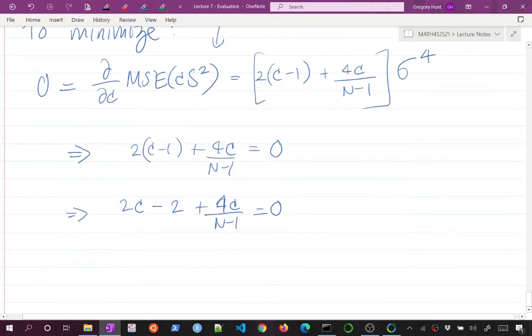We can multiply by n minus 1: 2 times n minus 1 times c, minus 2 times n minus 1, which we can just move over. We're just multiplying through by n minus 1. Let's just write it out and not mess anything up. It's plus 4c equals 0.